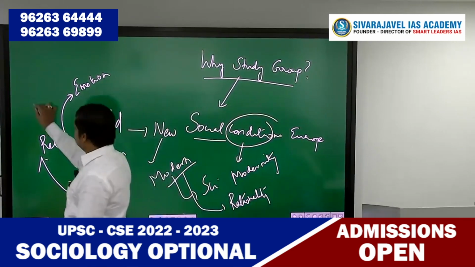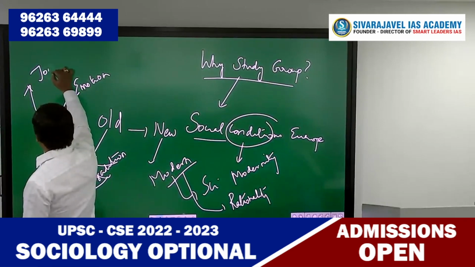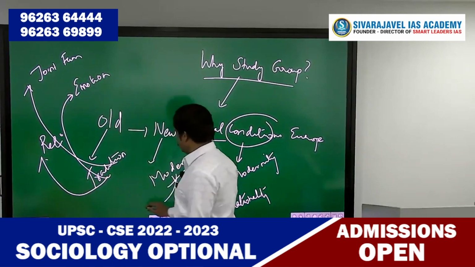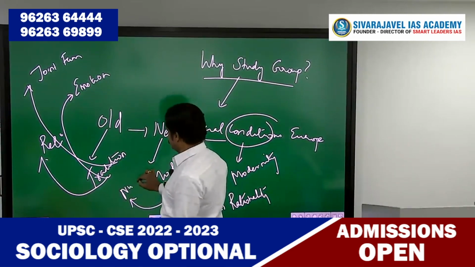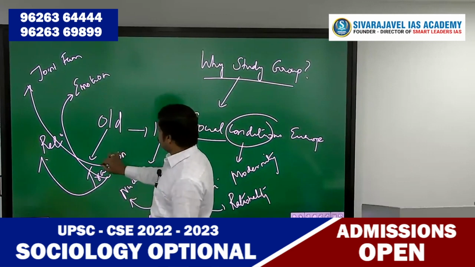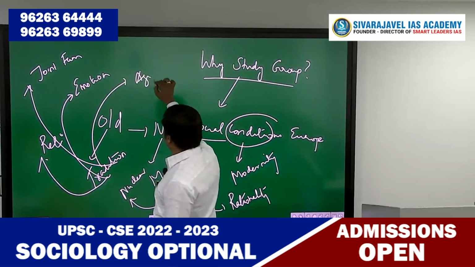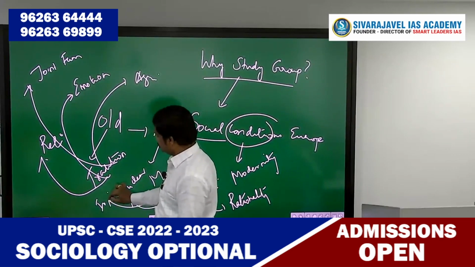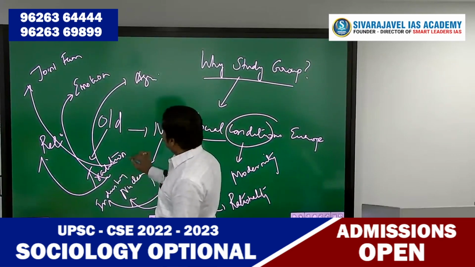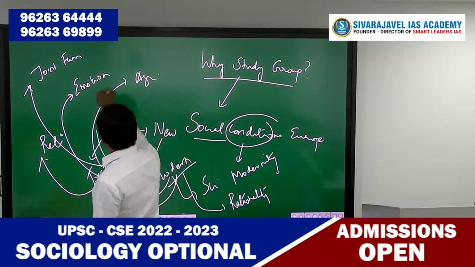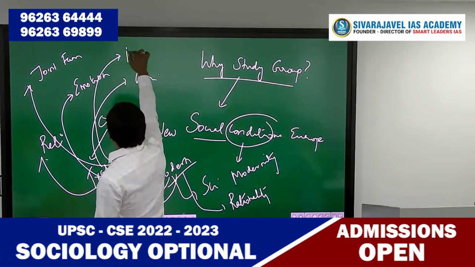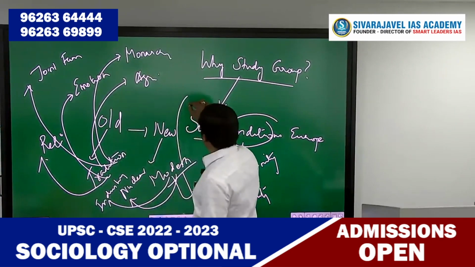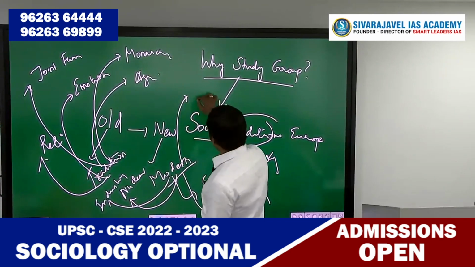If tradition is joint family, modern is what? Nuclear family. If tradition is agriculture, modern is what? Industry. If tradition is monarchy, modern is what? Democracy.